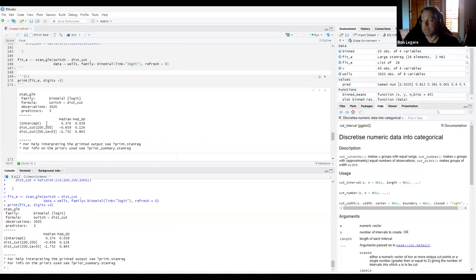Now the baseline is the 0 to 100, which is what the... okay, yeah. By the way, when you exponentiate that, you get 0.374 is 1.45. So basically we're saying being between 0 and 100 or whatever is related to a 45% increase in chance in switching, I guess.